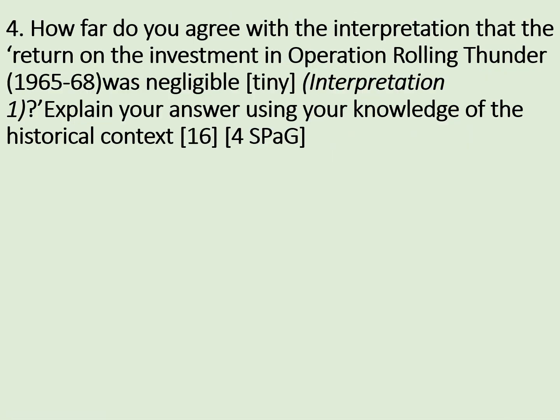Okay, this is where things get a little bit more serious, and you'll probably want to spend about half an hour on this question. Typically, it's 16 marks, so it's an essay-style question, and it carries a bonus 4 marks for spelling, punctuation, and grammar, and the use of specialist historical vocabulary. First of all, let's unpack the question. How far do you agree with the interpretation that the return on the investment in Operation Rolling Thunder, 1965 to 68, was negligible or tiny, which is in interpretation 1? Explain your answer using your knowledge of the historical context.